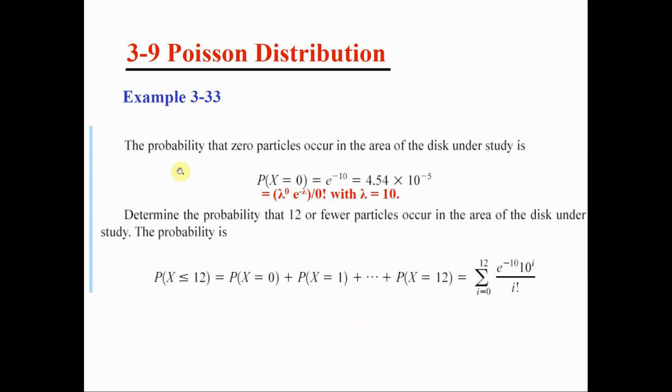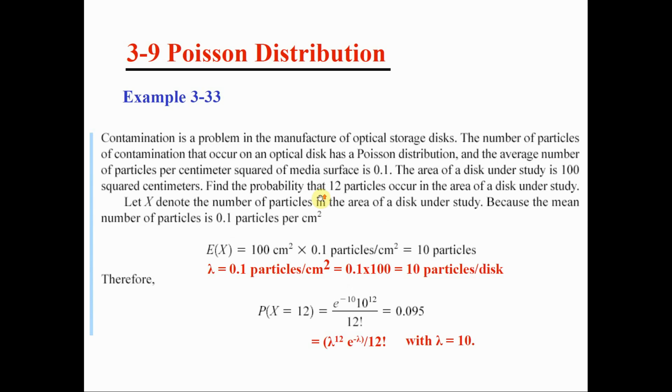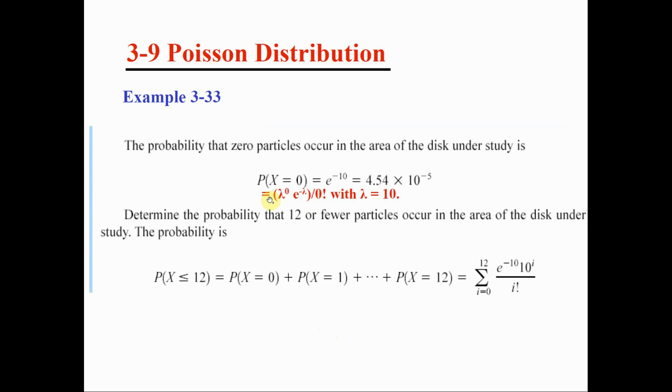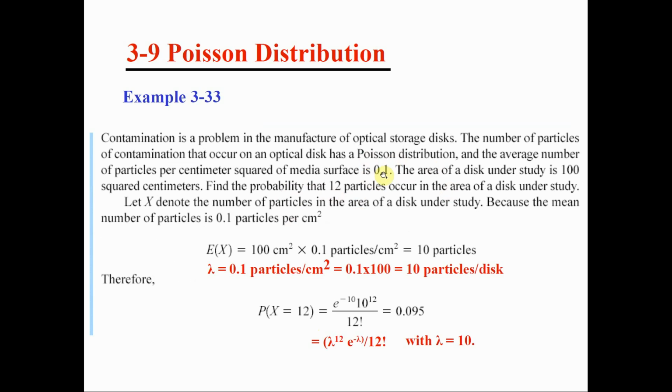A follow-up question: what is the probability that there are 0 particles of contamination in the whole disk of study? Simply, we have a Poisson variable x, and we're asking what is the probability that x equals 0, which is obviously lambda to the power of 0, e to the power of minus lambda over 0 factorial. I'm using the same formula, but substituting x equal to 0. This is what you see in the red statement here, lambda to the power of 0, e to the power of minus lambda over 0 factorial. However, the second important issue is, what is the value of lambda? Can we use lambda equal to 0.1? The answer is no.